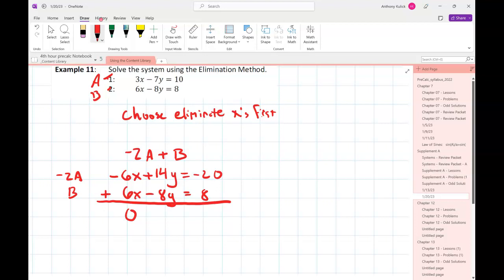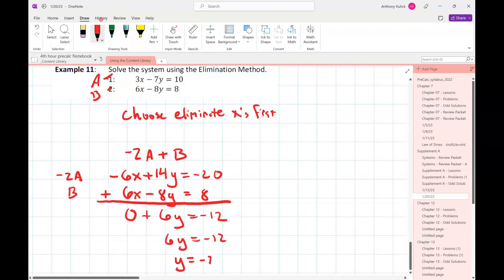If my variable that I'm trying to eliminate doesn't cancel out, I cannot proceed from this step. You go back to the drawing board and figure out, oh, I should have multiplied by 4 instead of 7 or something, you know. 14y plus -8 is 6y. And then -20 plus 8 is -12. So 0 plus 6y, well, that's just 6y. I divide by 6, and I get that y is -2.